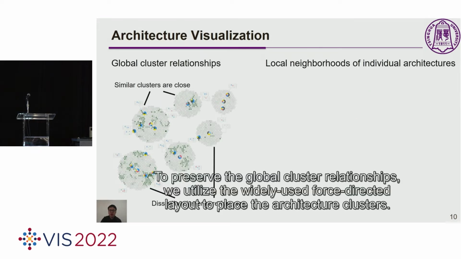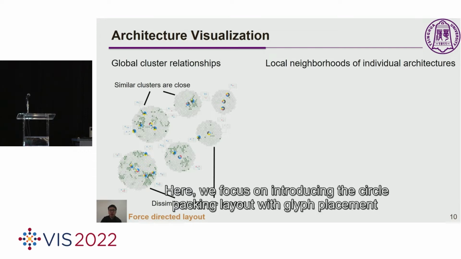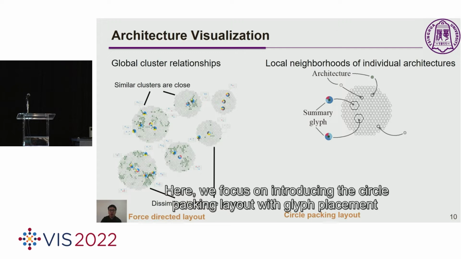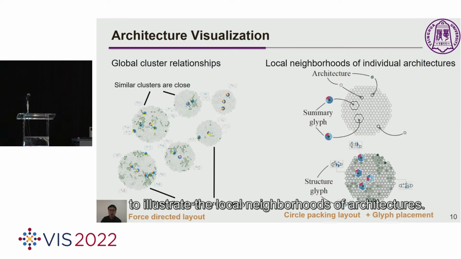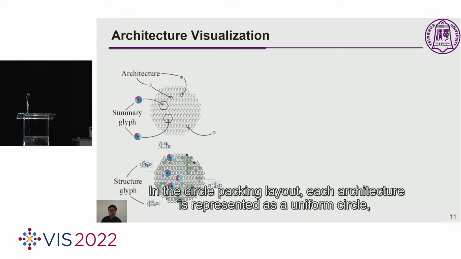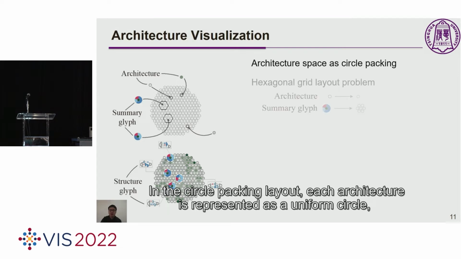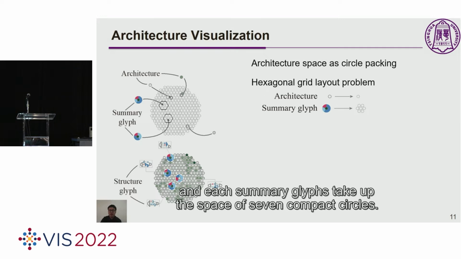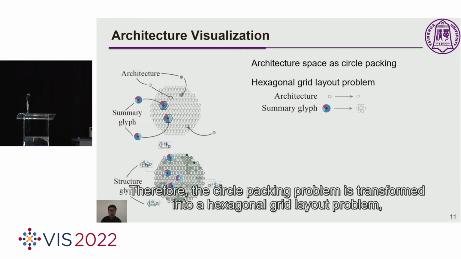To preserve the global cluster relationships, we utilize the widely used force-directed layout to place the architecture clusters. Here, we focus on introducing the circle packing layout with glyph placement to illustrate the local neighborhoods of architectures. In the circle packing layout, each architecture is represented as a uniform circle, and each summary glyph takes up the space of 7 compact circles.